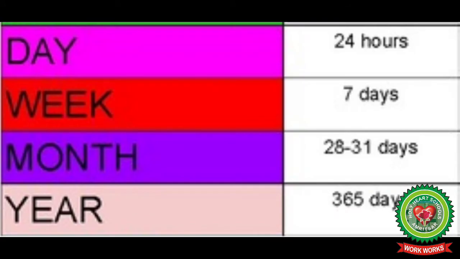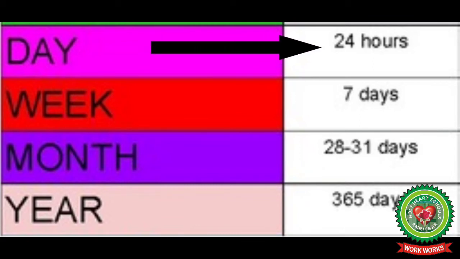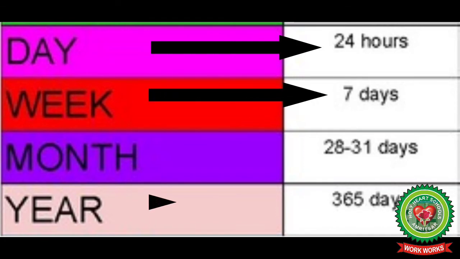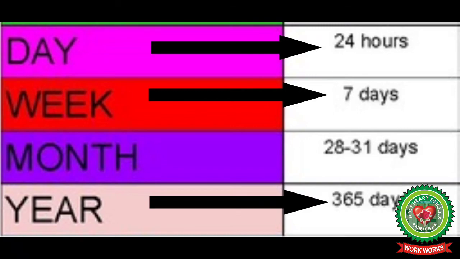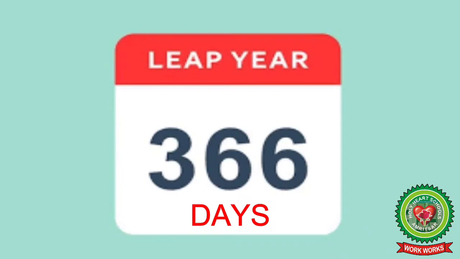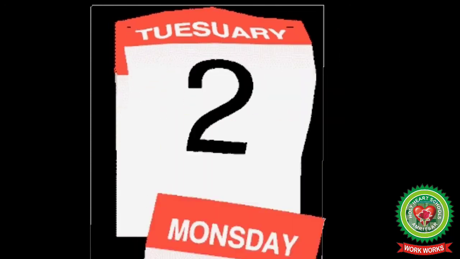A larger duration of time is day. 24 hours equals 1 day. There are 24 hours in a day. 7 days make a week. 365 days make a normal year. 366 days make a leap year. Time in days, weeks and months can be seen in calendars.